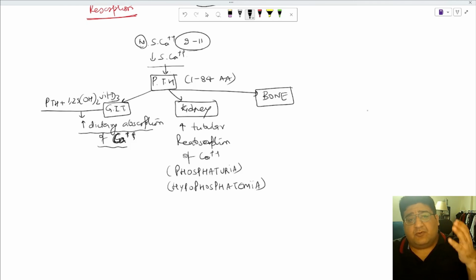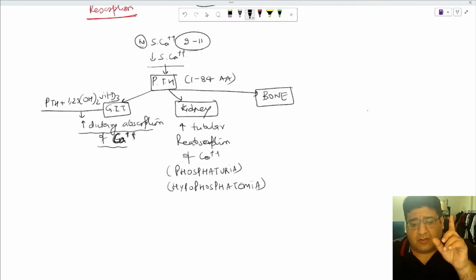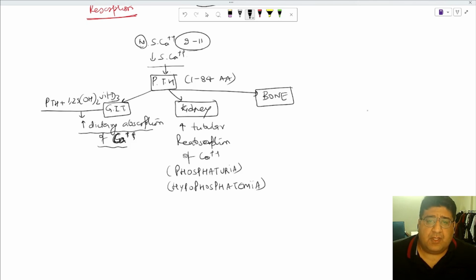PTH is like, dude, but I need to meet Osteoclast. Then only we'll be able to resorb the bone. Watchman says, okay, I'll tell you a way. You go inside, but you don't meet osteoclast. You go and meet osteoblast.